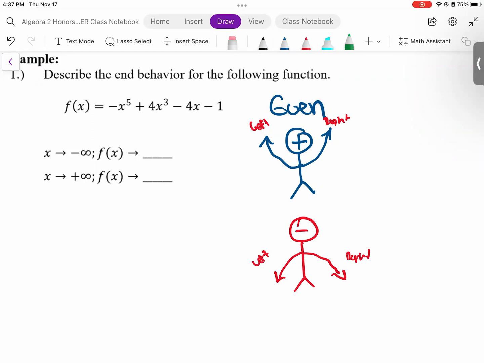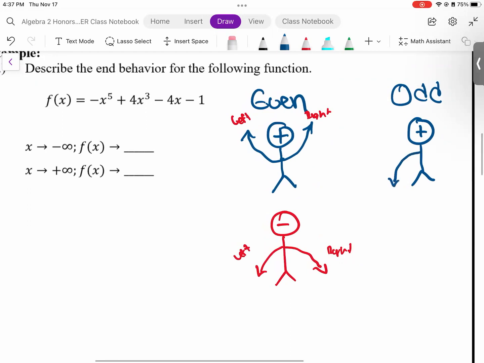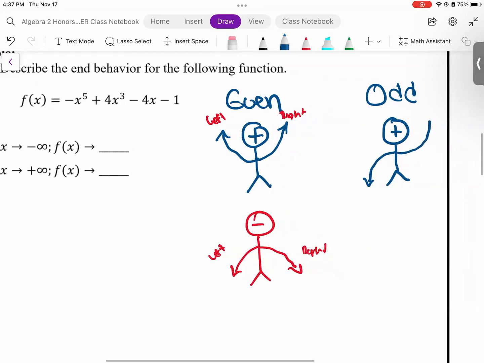Now, when it's odd, think of it as if it's positive, you're an odd person, so you're half and half. So your left arm is gonna start down, your right arm is gonna go up. So when your function has an odd degree and it's positive, that's how it's gonna look. And again, you're facing the paper. So this is your left hand, this is your right hand. And when your function has a negative leading coefficient, you just switch.